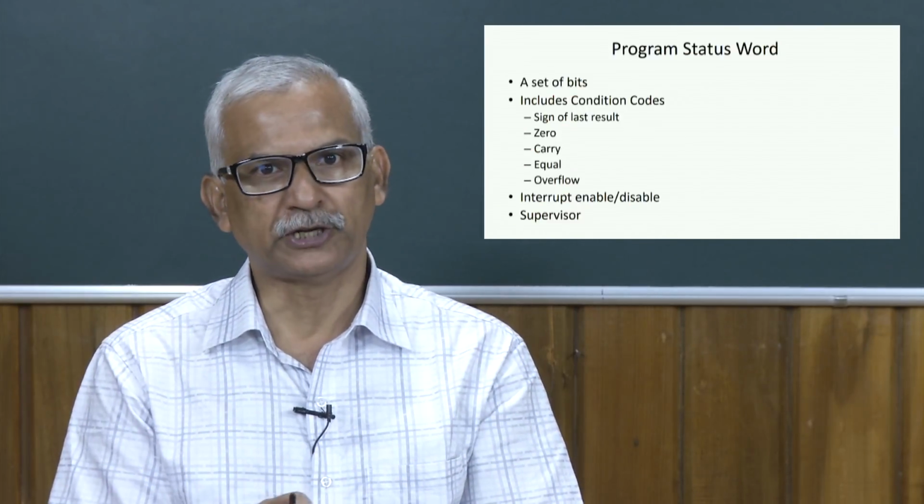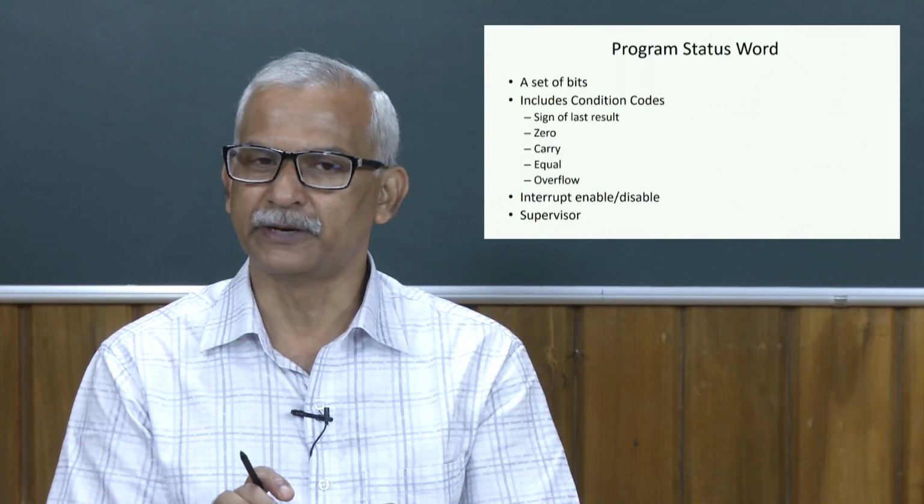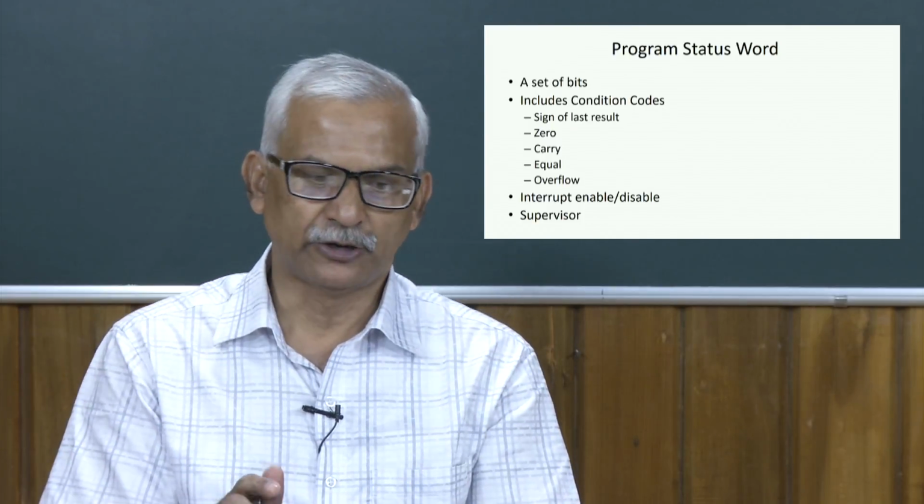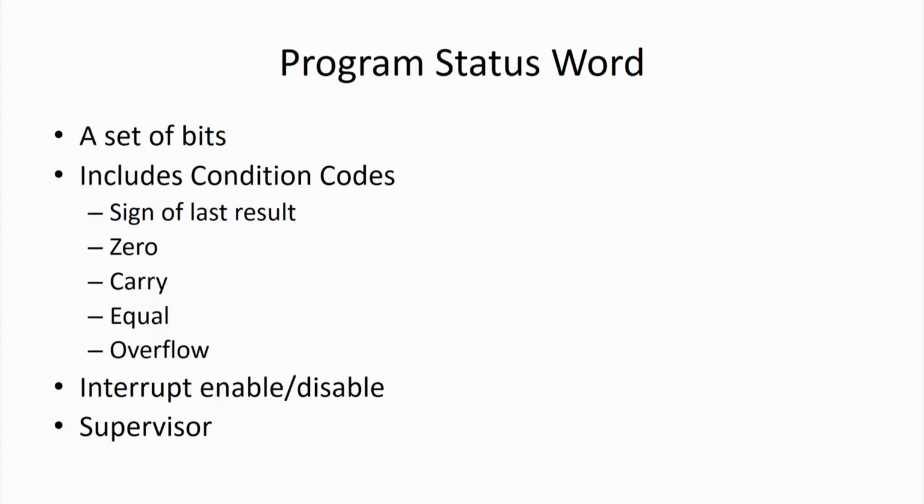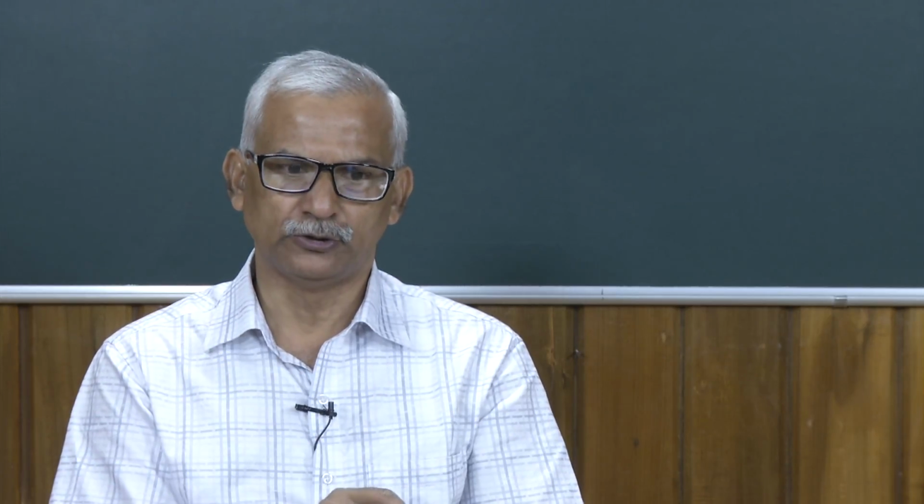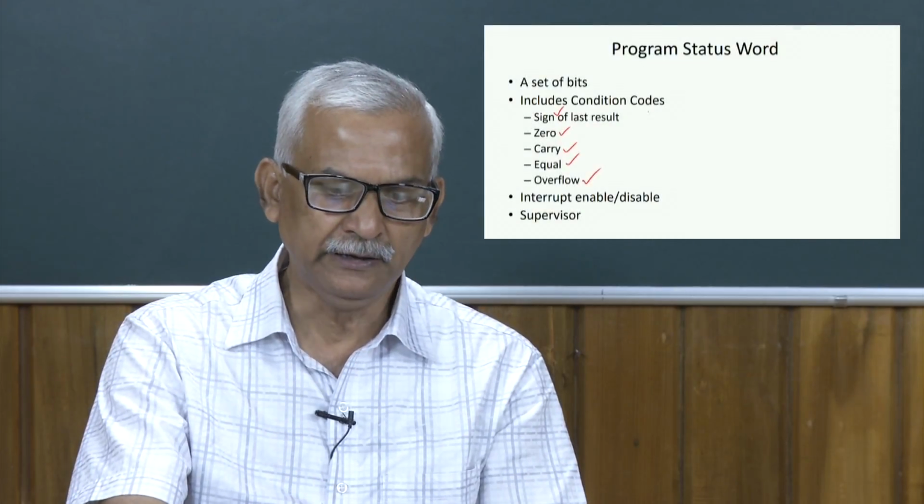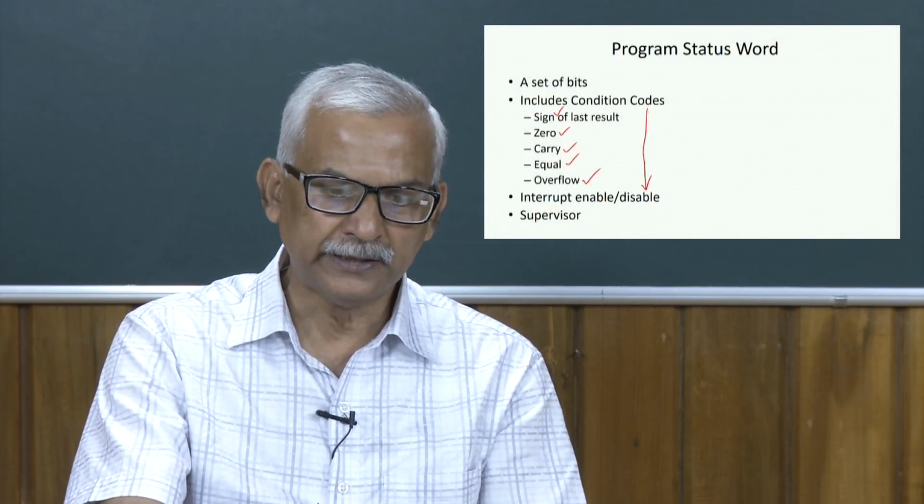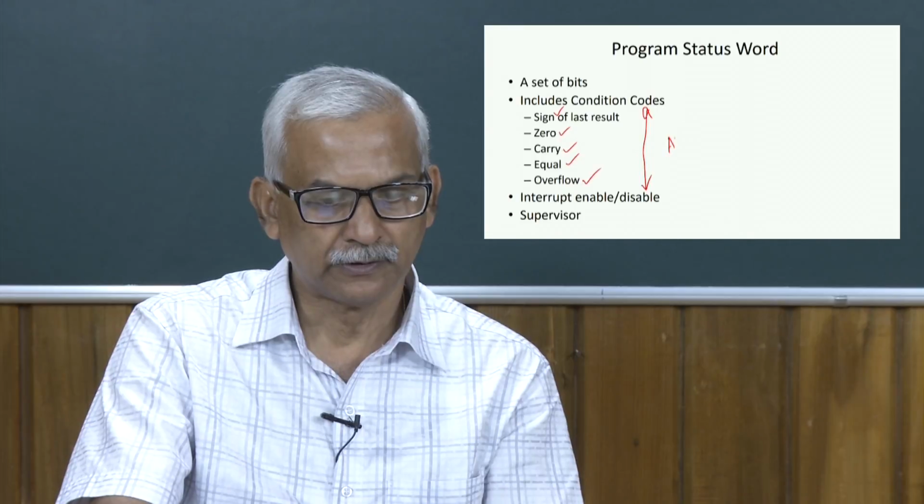Now, what is the program status word? I have already mentioned that it is nothing but a set of bits, and this set of bits includes the result of the last instruction that we have executed. One may be your sign bit, zero bit, carry bit, equal bit and overflow bit. I think we have discussed all those particular bits. Along with that we may have some other bits also. So, these are the bits basically affected by some ALU operation.